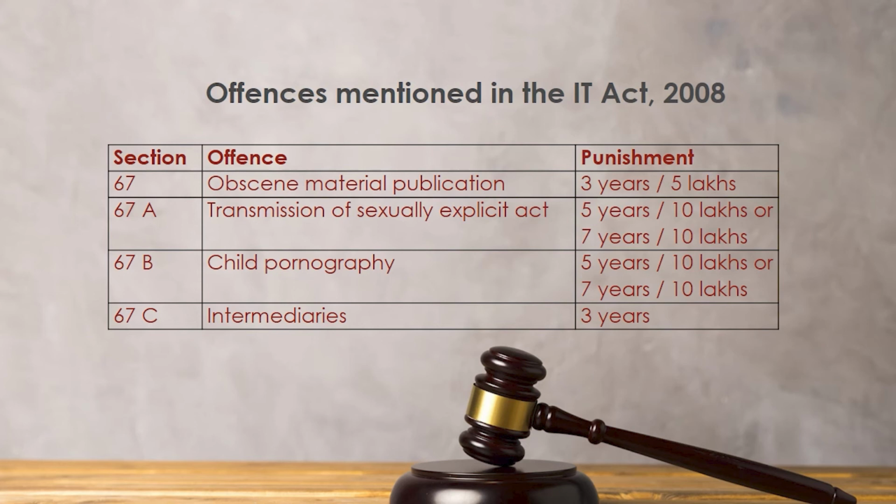And particularly if somebody is involved in child pornography, then 67B will be used, which punishes people with up to 5 years and 10 lakh rupees or 7 years and up to 10 lakh rupees. And the last section here is 67C, which talks about intermediaries involved in that; they will be punished with 3 years of imprisonment.